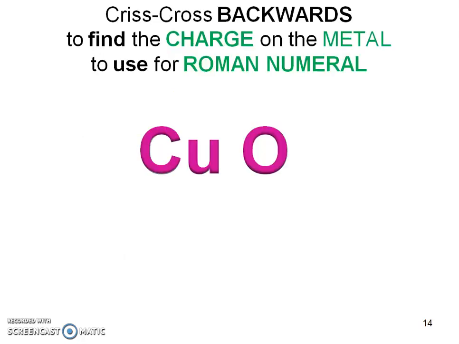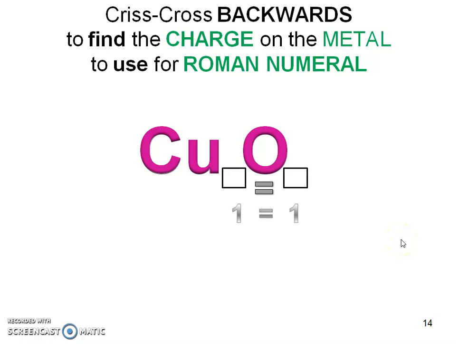So let's again remind you of how to crisscross backwards to figure out what the charge of that metal is. So I see copper and I see oxygen, and I don't see any numbers down here. But I want to remind you that that doesn't mean that it's going to be 1 equals 1, right? It just reminds you that those numbers have to be equal to each other. Whatever the charges of these two elements are must be equal to each other, because I don't see a number.